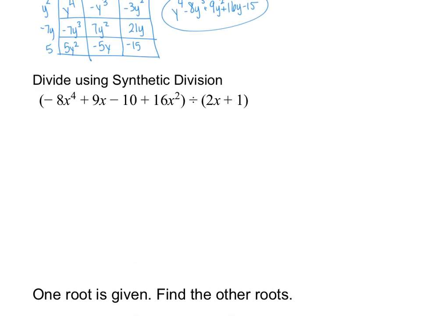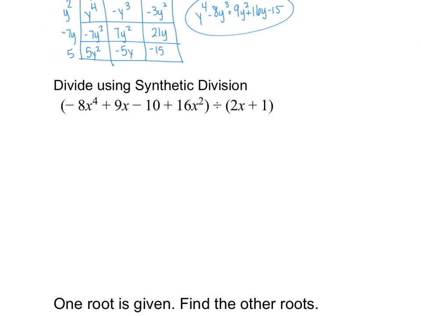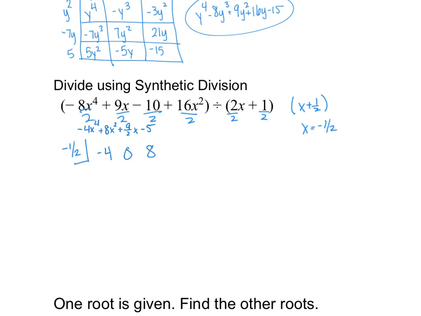All right. Synthetic division. Now remember, when you have a 2 in front, we divide everything by 2. So that gives me negative 1/2. That's going to go in the box because this is going to be x plus 1/2. And when I set that equal to 0 and solve, that's what I get. So I'm going to put this in standard. So this is negative 4x to the 4th plus 8x squared plus 9 over 2x minus 5. So negative 4, 0x to the 3rd, 8, negative 9 over 2, and negative 5.